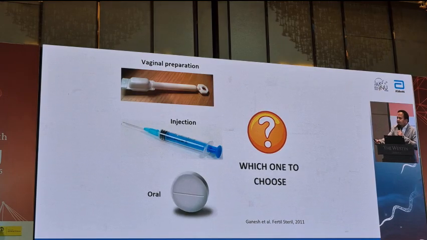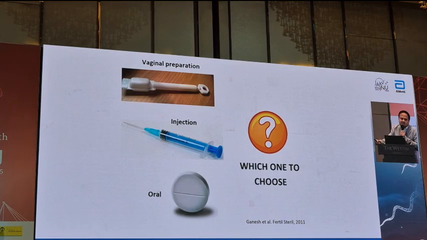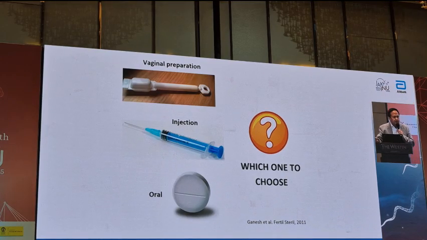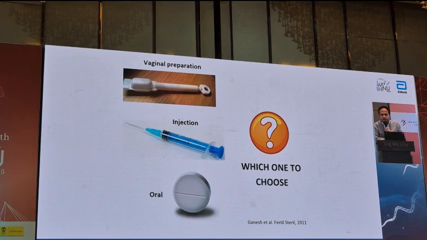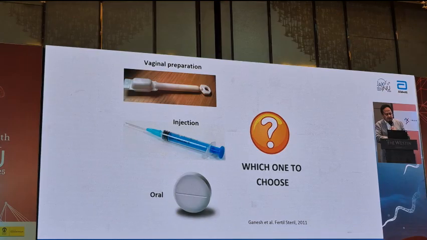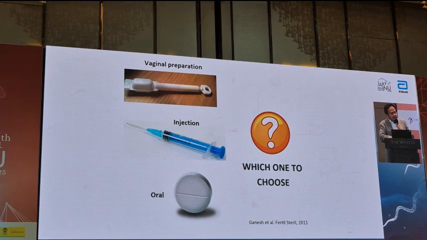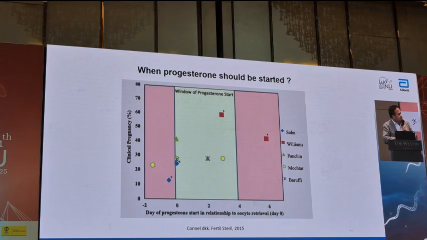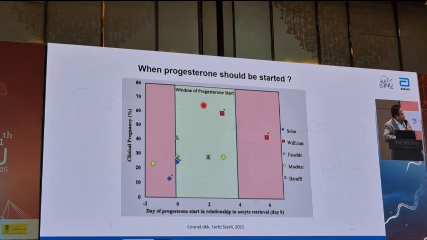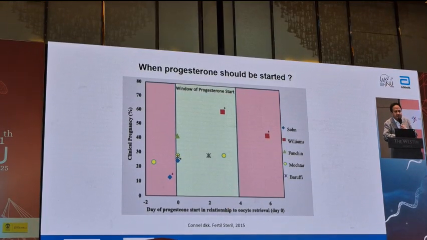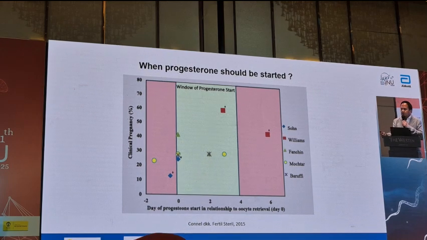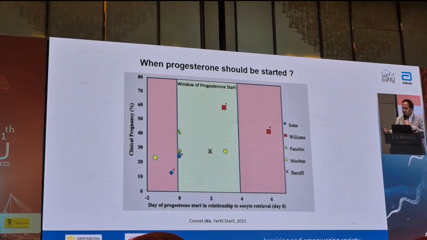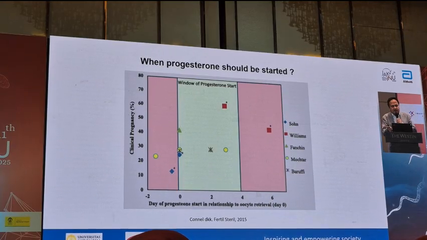So we have 3 choices of progesterone that we can give to our patients. We can choose vaginal preparations, injectable, or oral tablet progesterone. And we can start from the day of OPU until at least day 4 after egg retrieval, in order to make a good supplementation to prevent luteal phase insufficiency in IVF.